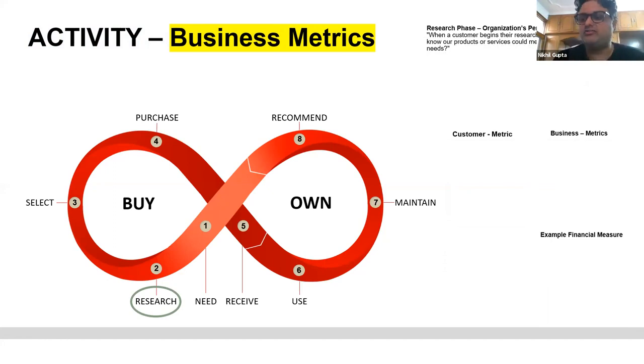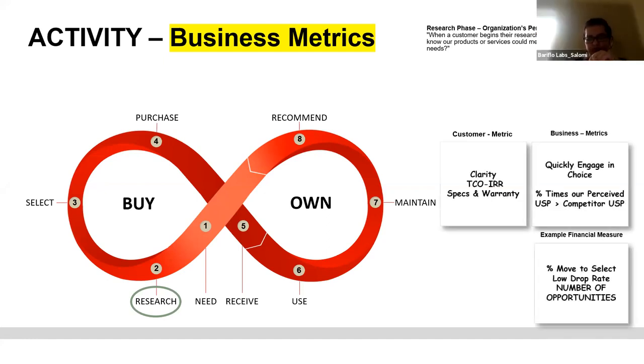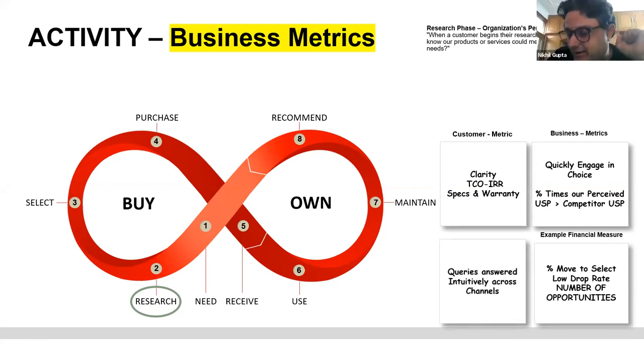At the research stage, what is the customer looking for? Number of filters, sorting, clarity, warranty. Second, what the person thinks is, how much is this costing, what is the total cost of ownership. Then they can also check specs and warranty. Along with that, are the queries intuitively answered in the feedback or comparison sheets, yes or no. And what will the business metric be?